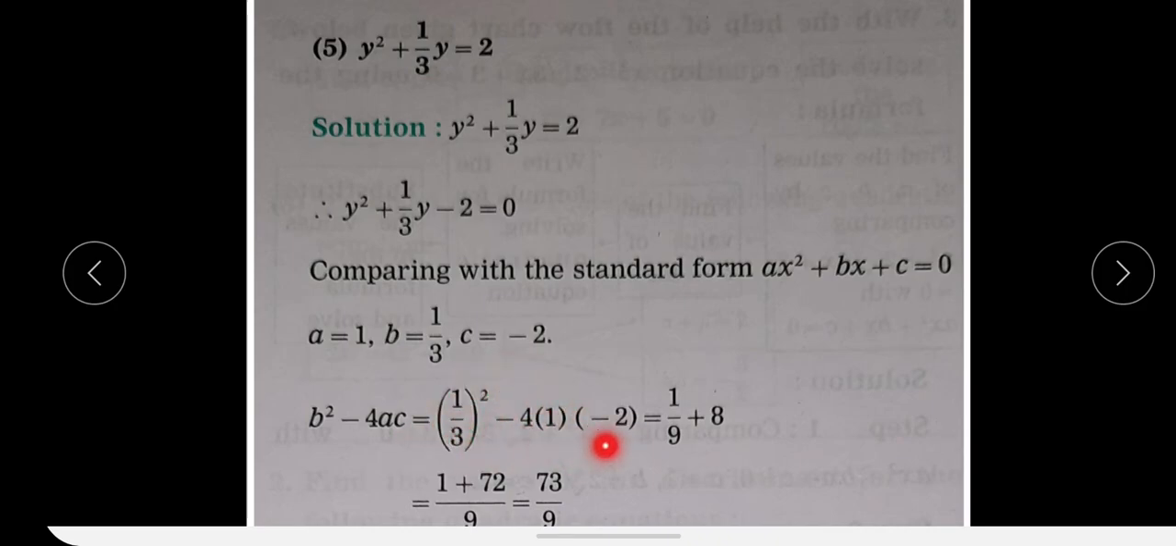Then 1 upon 3 square is 1 upon 9. Minus into minus will become plus. 4 into 2 is 8. Means 1 upon 9 plus 8. 8 means 8 upon 1. Make the denominator same. Then you will get 1 plus 8 into 9, that is 72 upon 9. That means 73 upon 9. This is the value of b square minus 4ac.